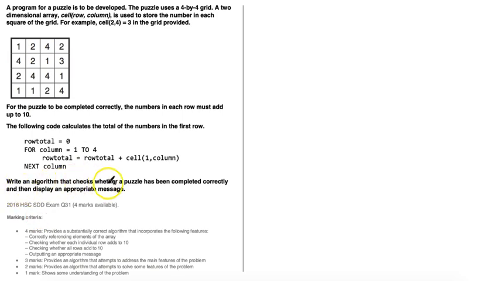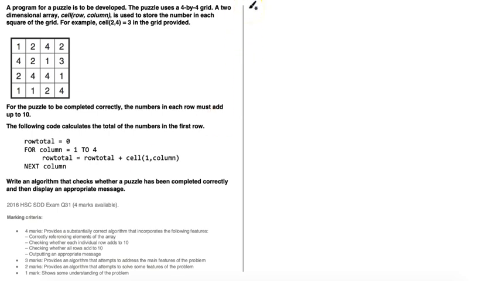Write an algorithm that checks whether a puzzle has been completed correctly and then display an appropriate message. So we need to check all of the rows in this puzzle and check that each one adds up to 10, and display an appropriate message based on the result.